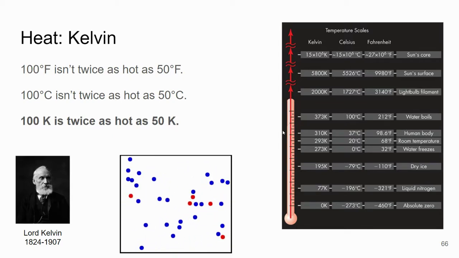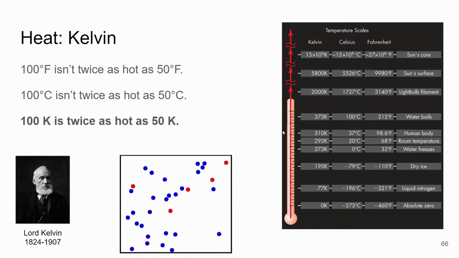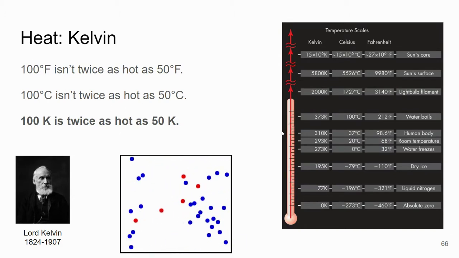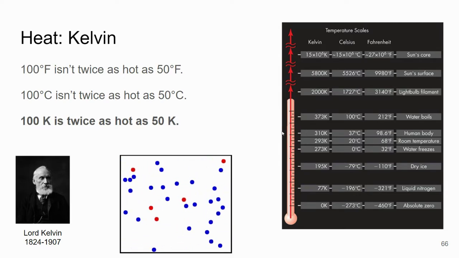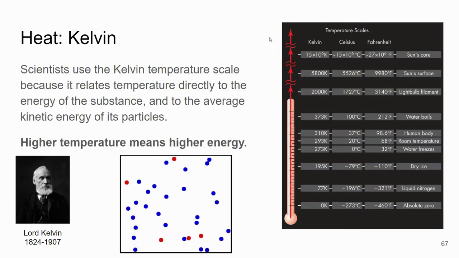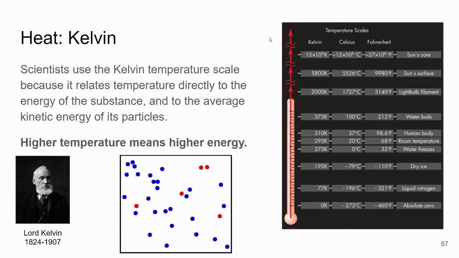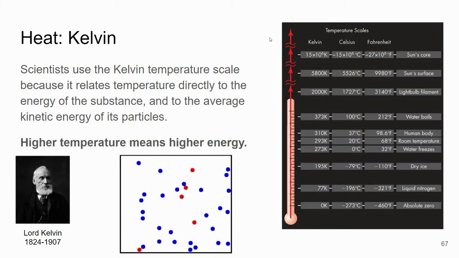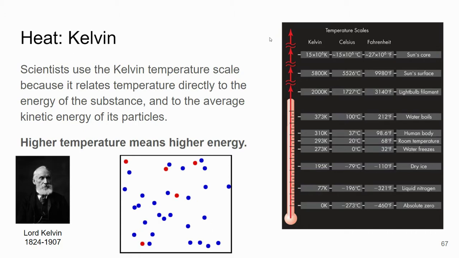And the important idea, and the reason that makes the Kelvin temperature scale so useful for science, especially chemistry, is that 100 degrees Kelvin actually is twice as hot as 50 degrees Kelvin. Basically, math works correctly. The numbers mean what they mean. So, what do I mean by that? The Kelvin temperature scale directly relates the temperature to the energy of the substance, and the energy of the substance is really the average kinetic energy of the particles.